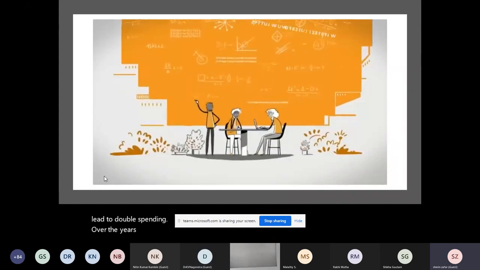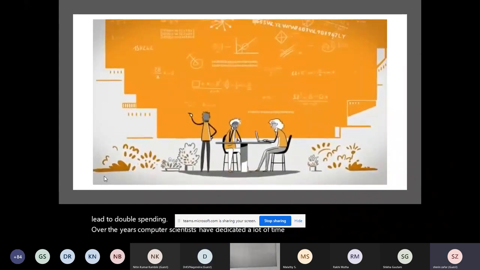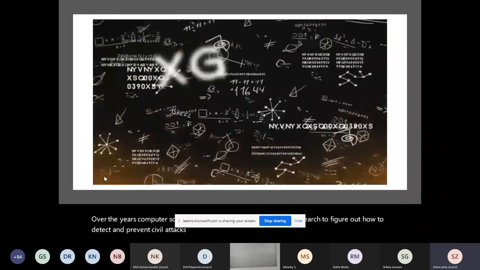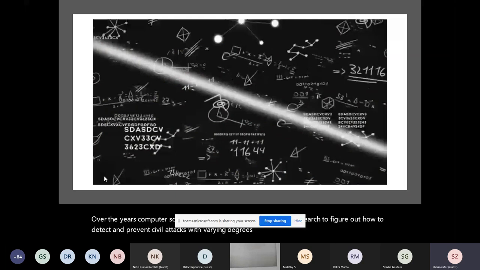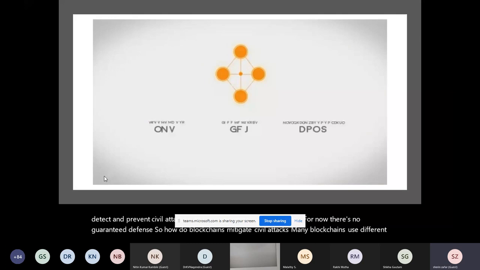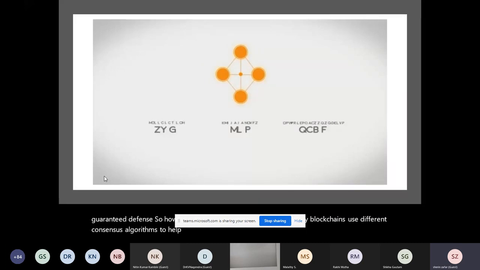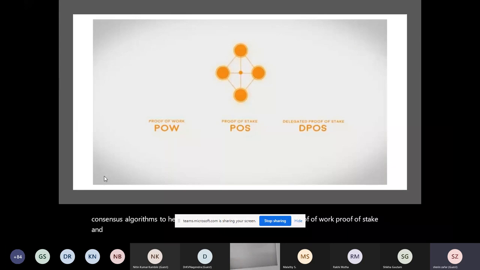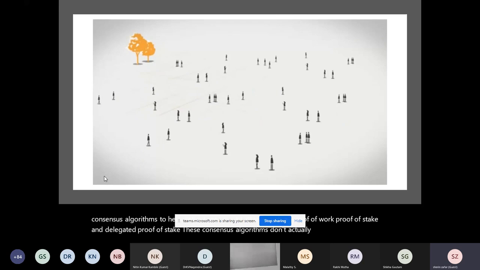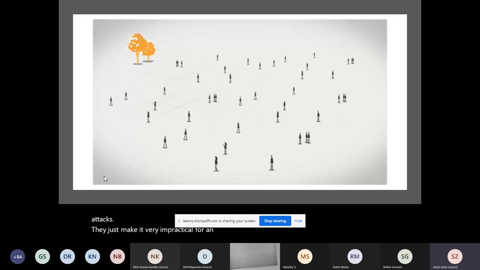Over the years, computer scientists have dedicated a lot of time and research to figure out how to detect and prevent Sybil attacks with varying degrees of effectiveness. For now, there's no guaranteed defense. So, how do blockchains mitigate Sybil attacks? Many blockchains use different consensus algorithms to help defend against Sybil attacks, such as proof of work, proof of stake, and delegated proof of stake. These consensus algorithms don't actually prevent Sybil attacks. They just make it very impractical for an attacker to successfully carry out a Sybil attack.